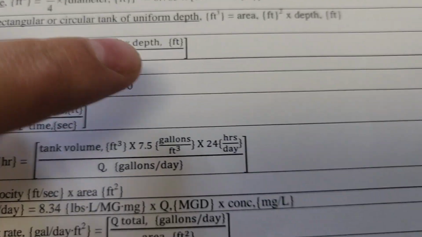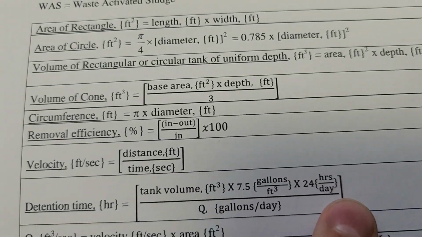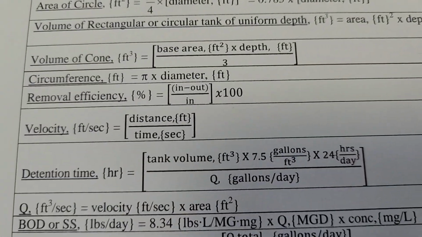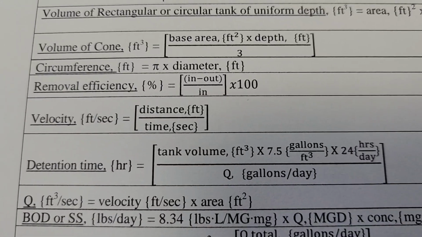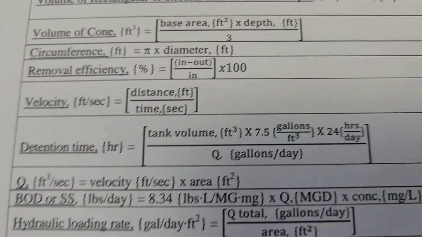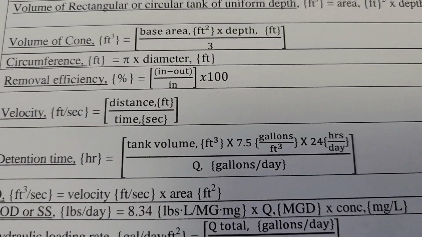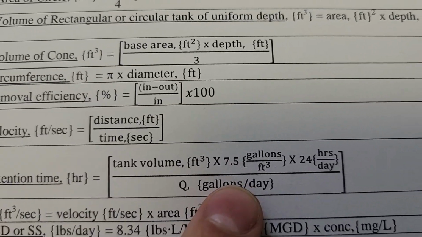Then they also put this 24 hours per day in their formula. I don't really like that, because not all detention time problems are going to be solved in hours. Some are going to be solved in minutes, some in days. It all depends on your flow rate and the size of your tank. You have your flow rate here in gallons per day. Notice how this is not in million gallons per day. That's going to be important.